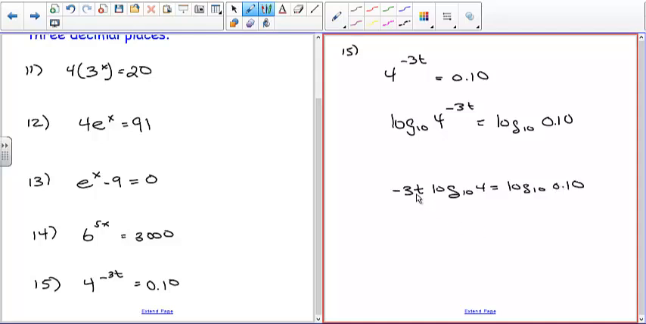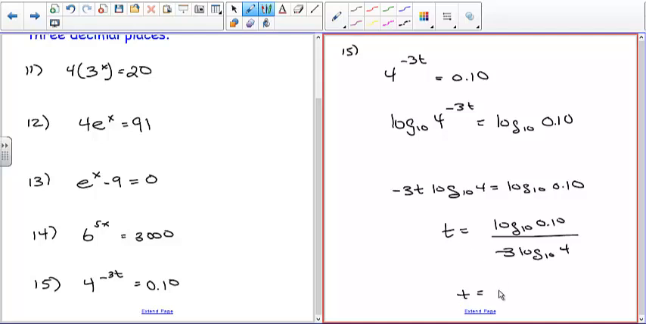And then I can divide by 3, and I can divide by negative 3. So I divide by negative 3, and I can divide by log base 10 of 4. So I'm going to use the log here, the log of 0.1 divided by negative 3 divided by log base 10 of 4.